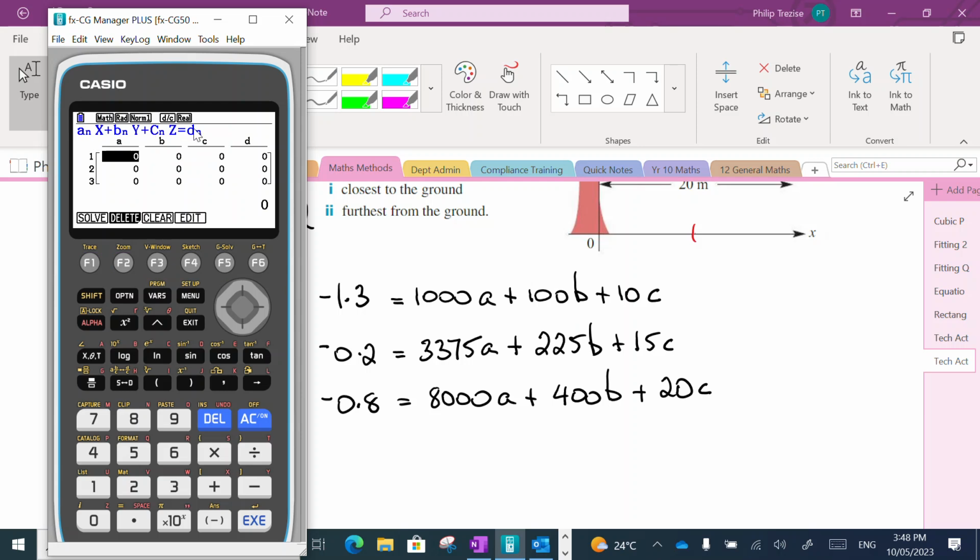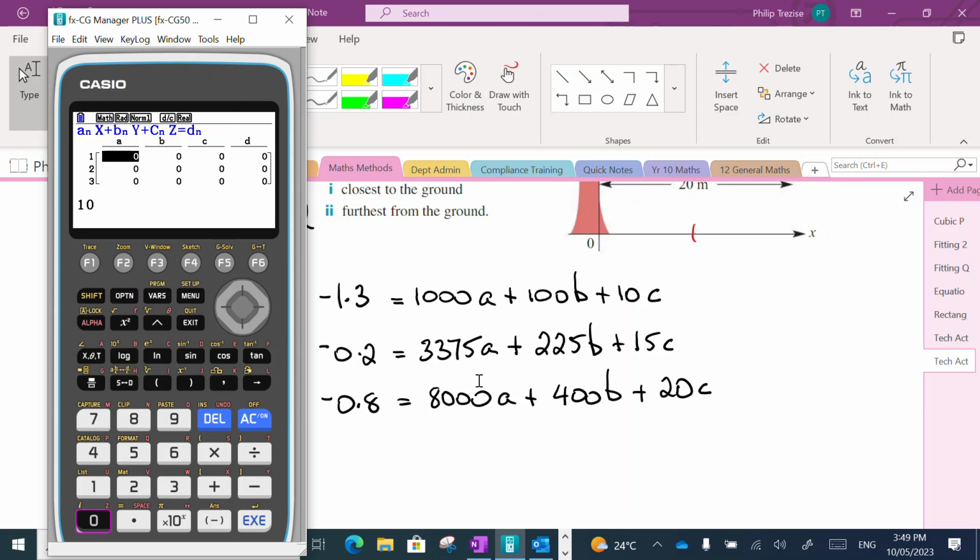Now the way the equations are set up here, the calculator uses the capitals X, Y, and Z as the unknowns, and the little numbers a, b, and c are the coefficients. So the big X, Y, and Z correspond to the unknowns. So I need to put in the numbers here.